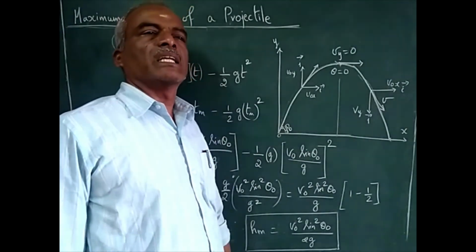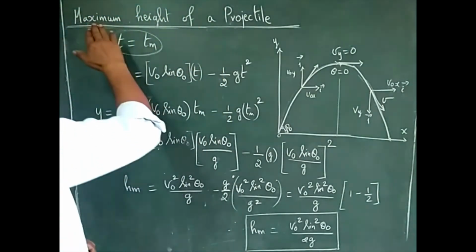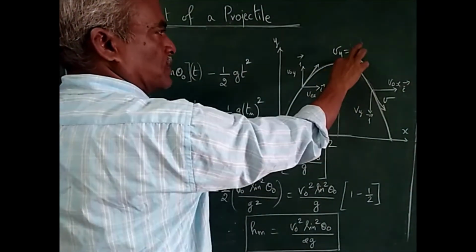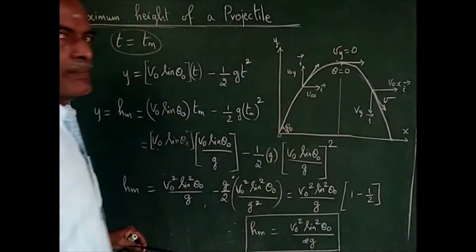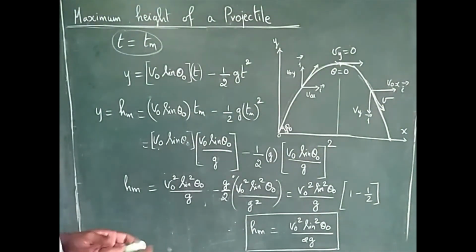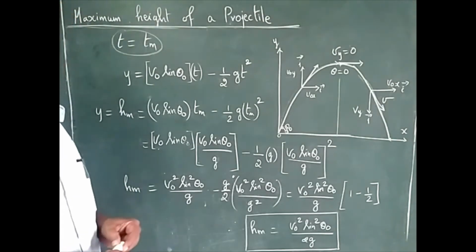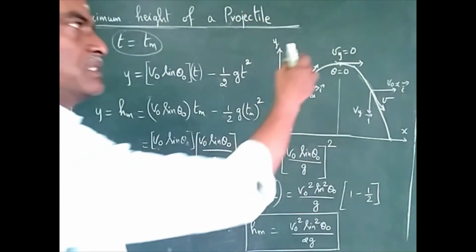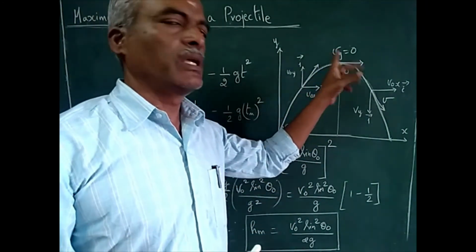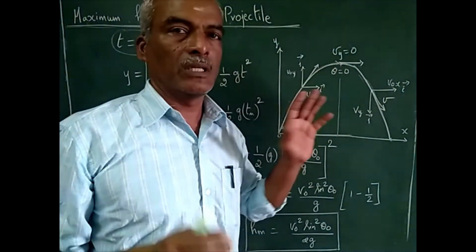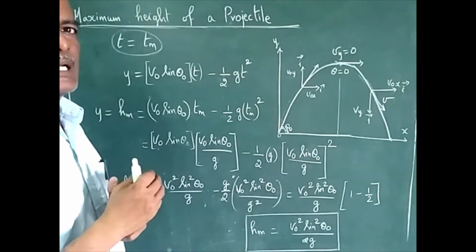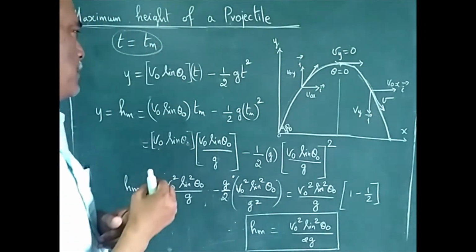Now we are interested in finding out the maximum height. So maximum height of a projectile. Maximum height, that means this point, this vertical distance. This is the maximum height. Now we already derived the time taken to reach maximum height. In that we have substituted Vy equal to 0, because at this point velocity is 0, and we got the value for Tm also, the time required to reach maximum height.